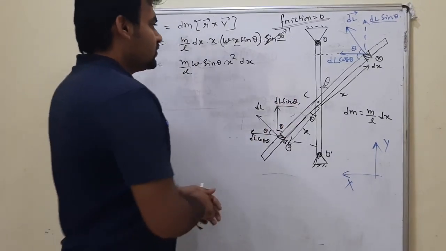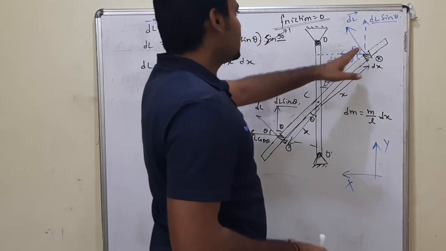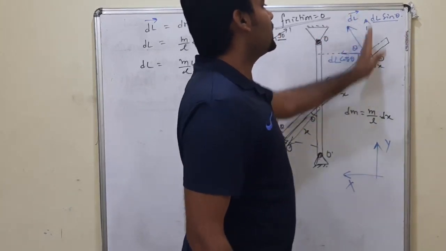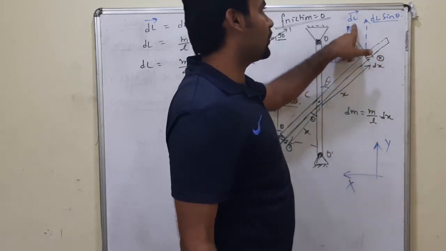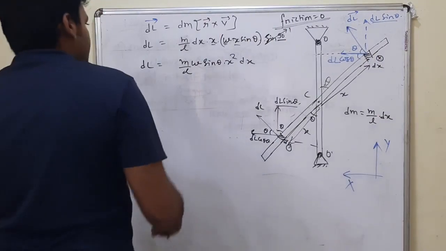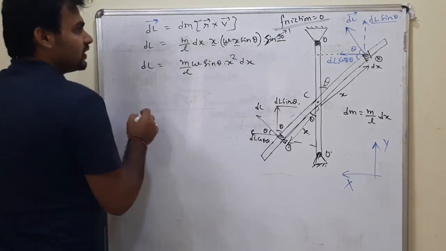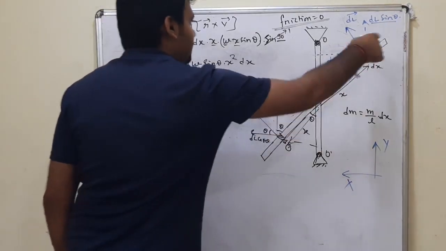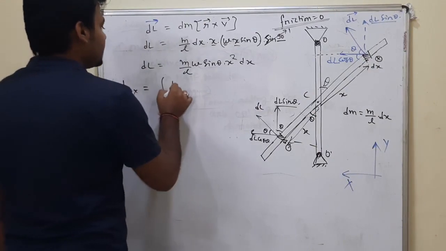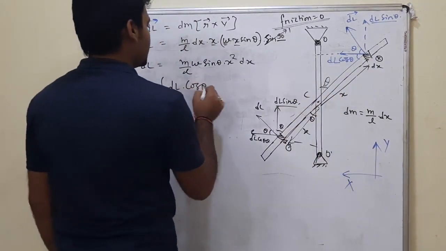Okay. Now you can take an element anywhere on the rod. You will find the angular momentum to be in two directions. It will have two components, one along the x axis, one along the y axis. Now we can say the angular momentum of this complete rod along the x axis, that is Lx I am writing, will be the integral of dl, and this is the cos theta component.